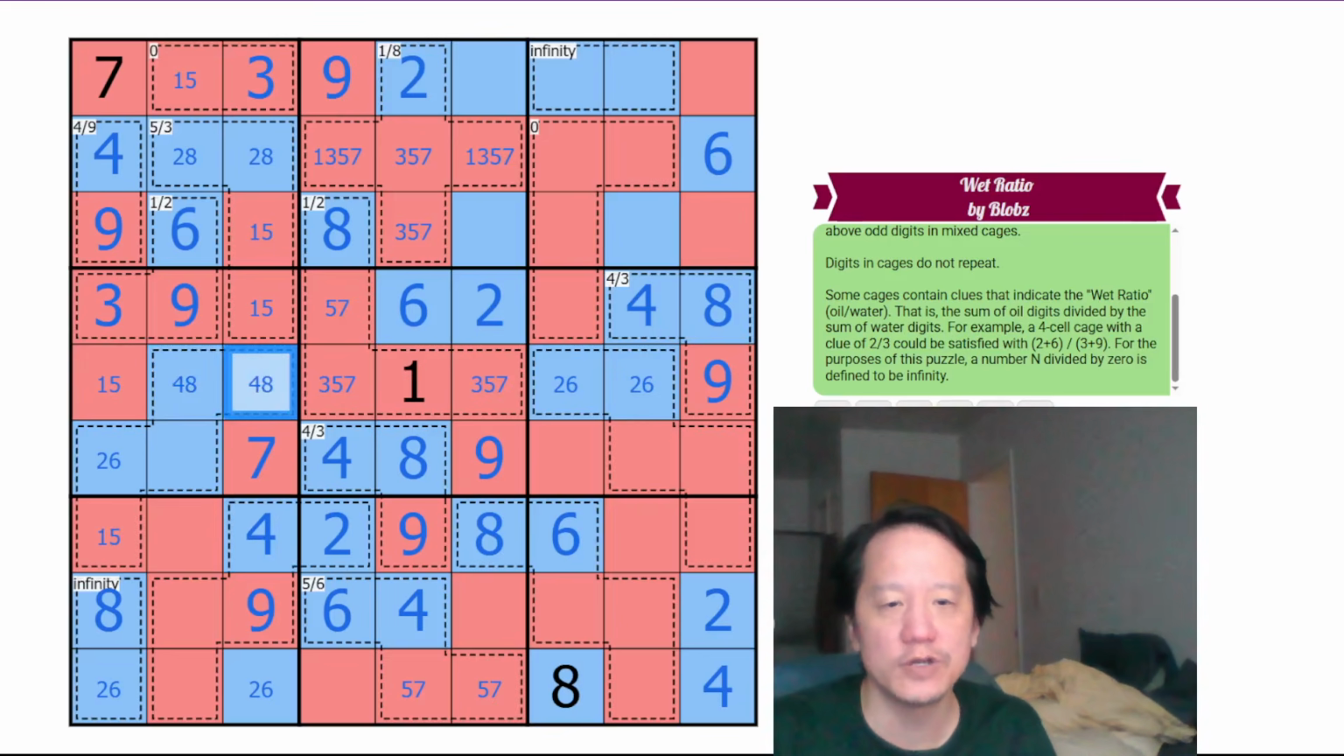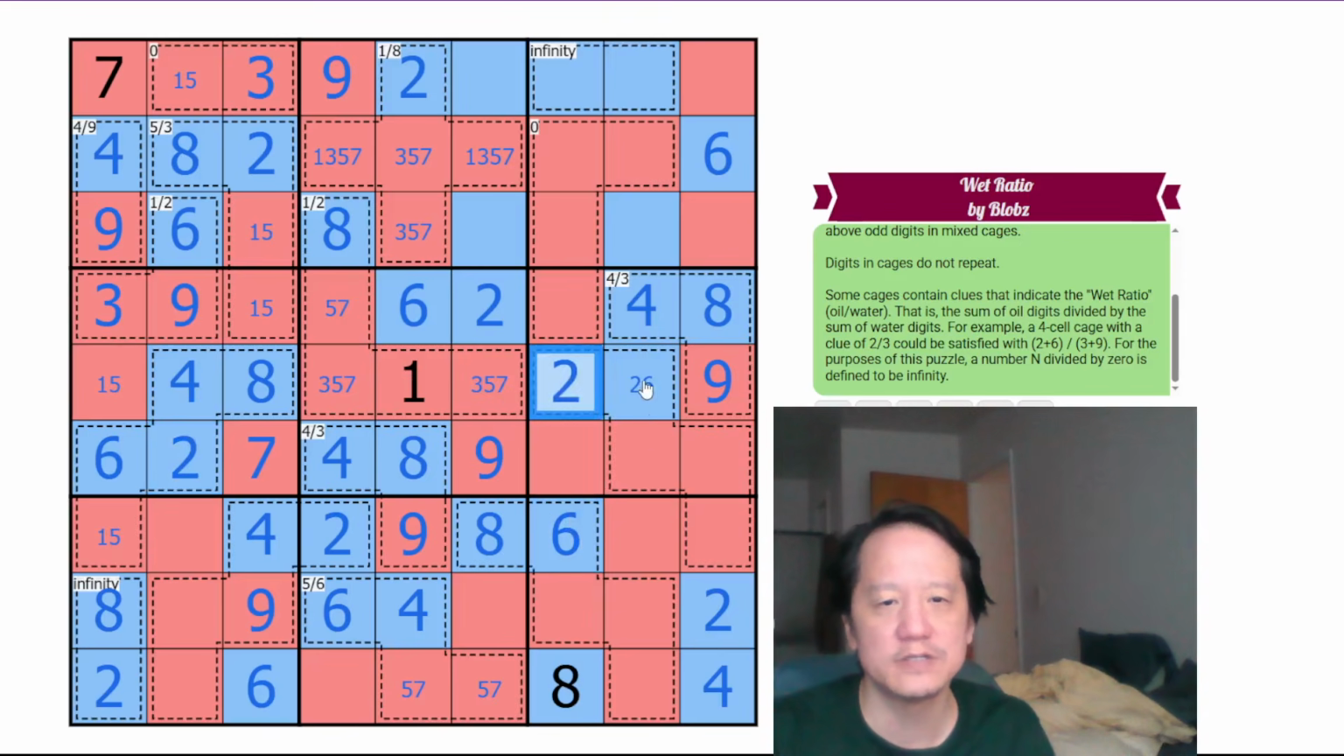4 eliminates 4 here because of the 2, 6 pair in the row. 4 eliminates 4 here, so that's 8 and 4. 8 eliminates 8 here, so it's 2 and 8. 2 eliminates 2 here, so it's 6 and 2. Which means this can't be 2, it's 6. That leaves that as a 2. 6 eliminates 6 here, so it's 2 and 6.